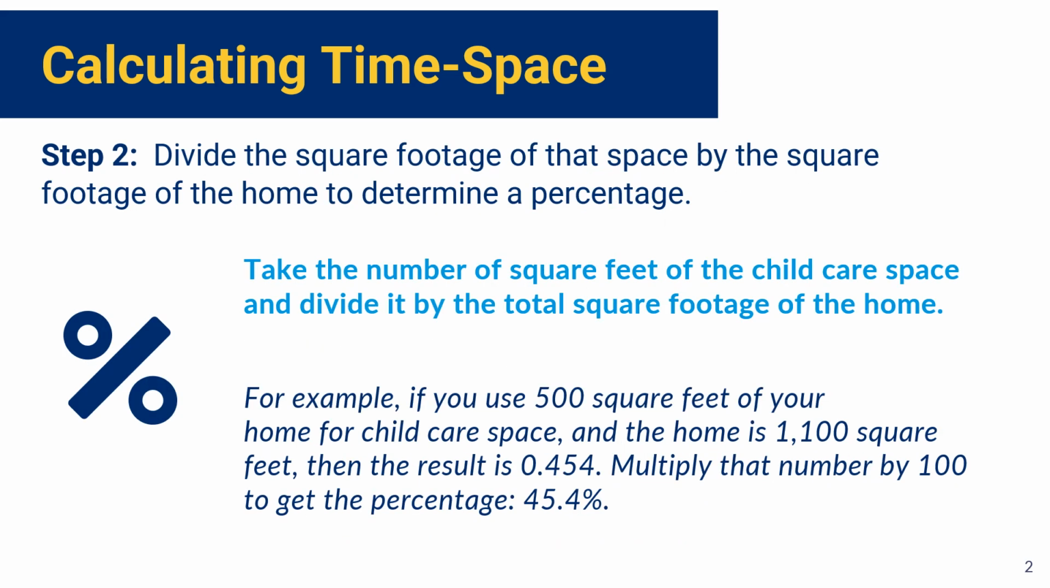In step 2, you will divide the square footage of a regularly used childcare space by the square footage of your home to determine a percentage. To do this, you will take the number of square feet of the childcare space and divide it by the total square footage of your home. For example, if you regularly use 500 square feet of your home for childcare space and the home is 1,000 square feet, then the result is 0.50. Multiply that number by 100 to get the percentage, 50%.